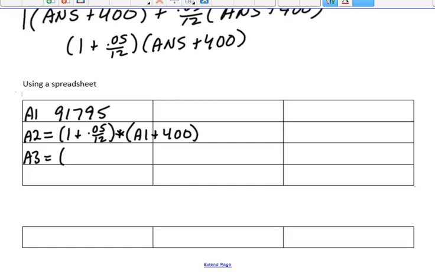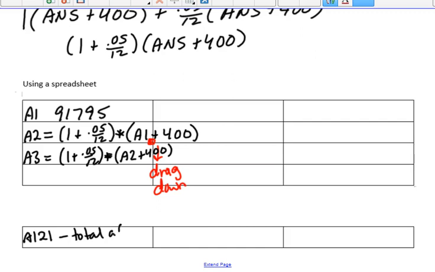So what happens then when you see A3, it'll copy it. So then you've got this little square right here, and you're going to drag it down. When you do that, you find out that this becomes 1 plus 0.05 over 12, and then this little asterisk, and this becomes A2 plus 400. So dragging down makes that automatically happen. And you got down to A121, and that was the total after 120 months.